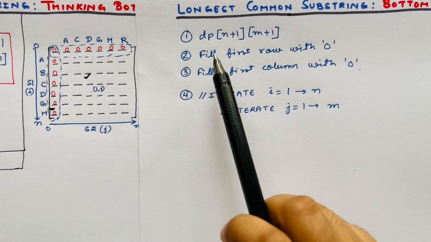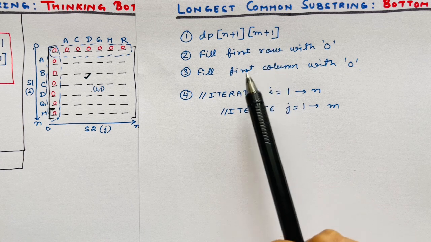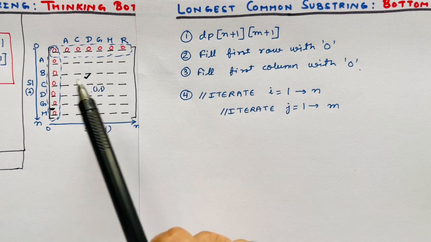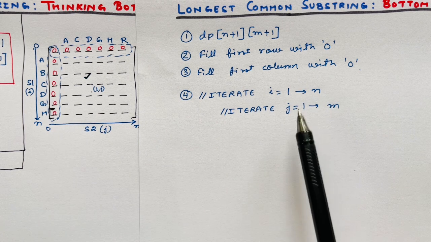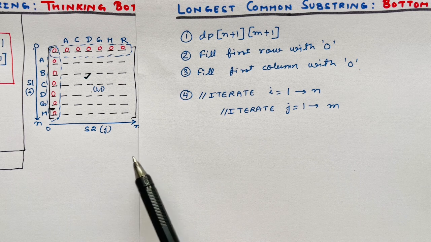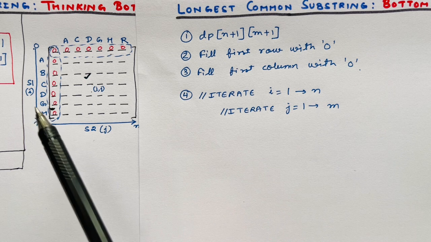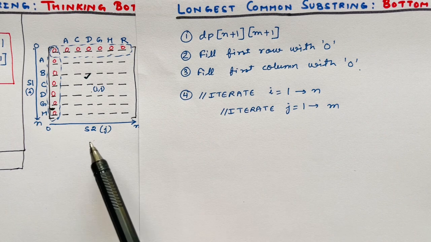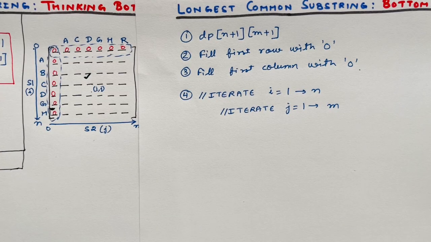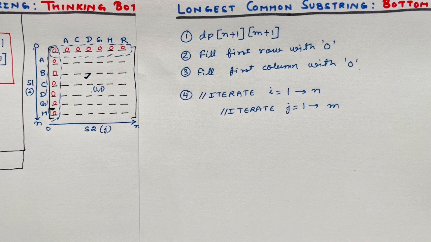Clearly, we need a two-dimensional array of size n plus 1 and m plus 1. We will fill its first row with zeros and its first column with zeros as well. Now our aim is to keep on filling this matrix. So we will iterate for i equal to 1 till n, and we will iterate for j equal to 1 till m. Now our aim is to fill the value at any position i, j.